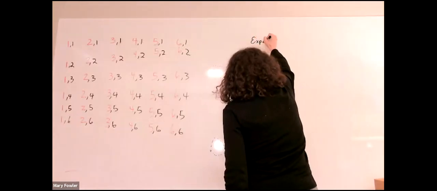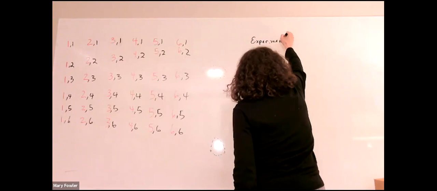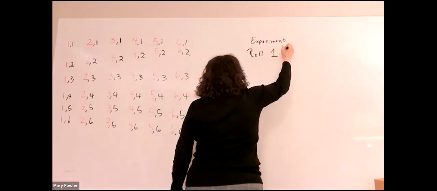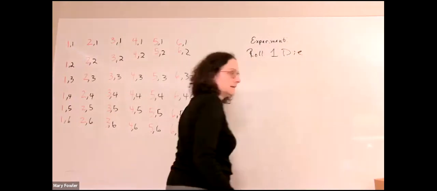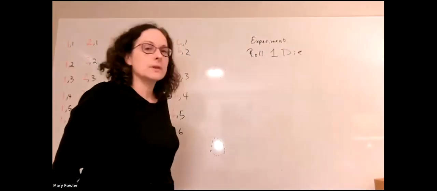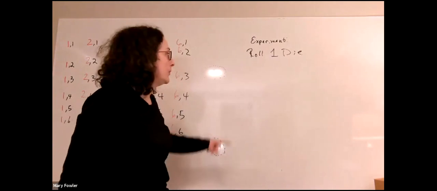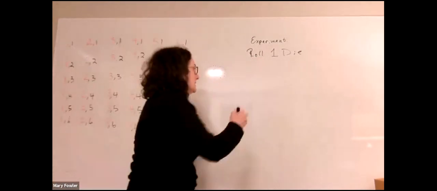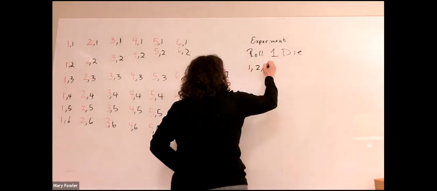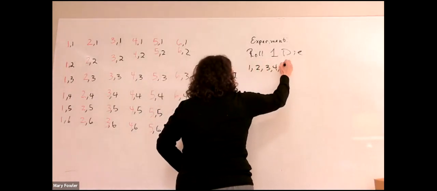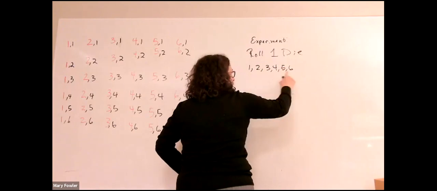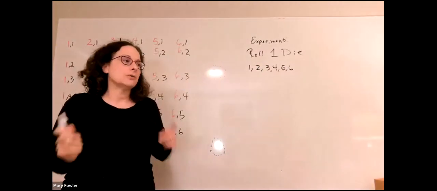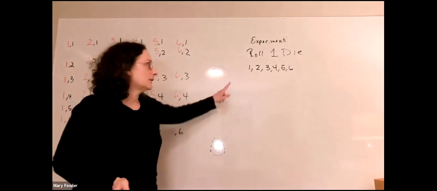But here's my experiment that I want to talk about, and that is we roll 1 die. So what are the possible outcomes? I should tell you it's a 6-sided die. So here are the possible outcomes. If I roll 1 die, 1 through 6, if we state that it's a fair die, then we know that all these outcomes are equally likely.